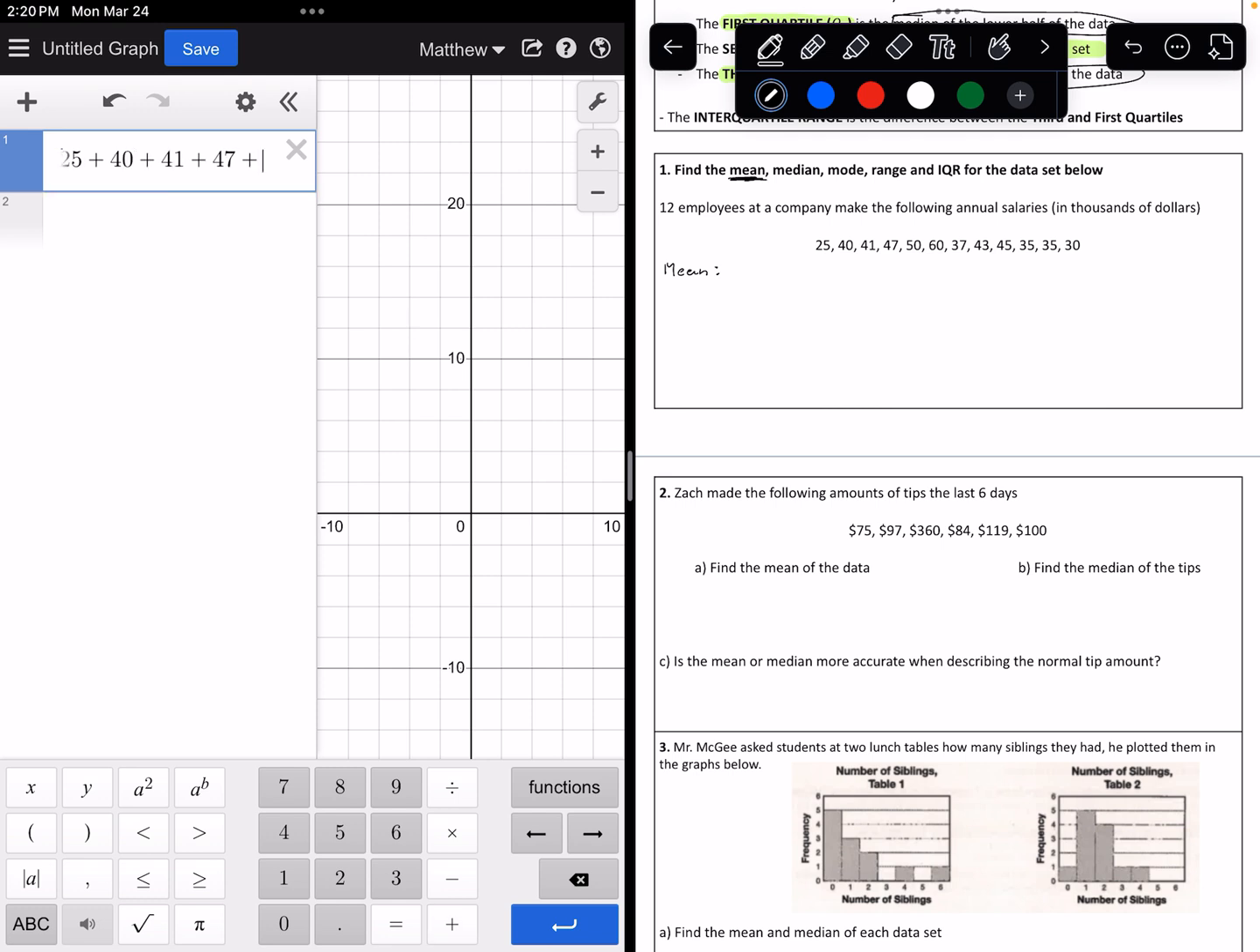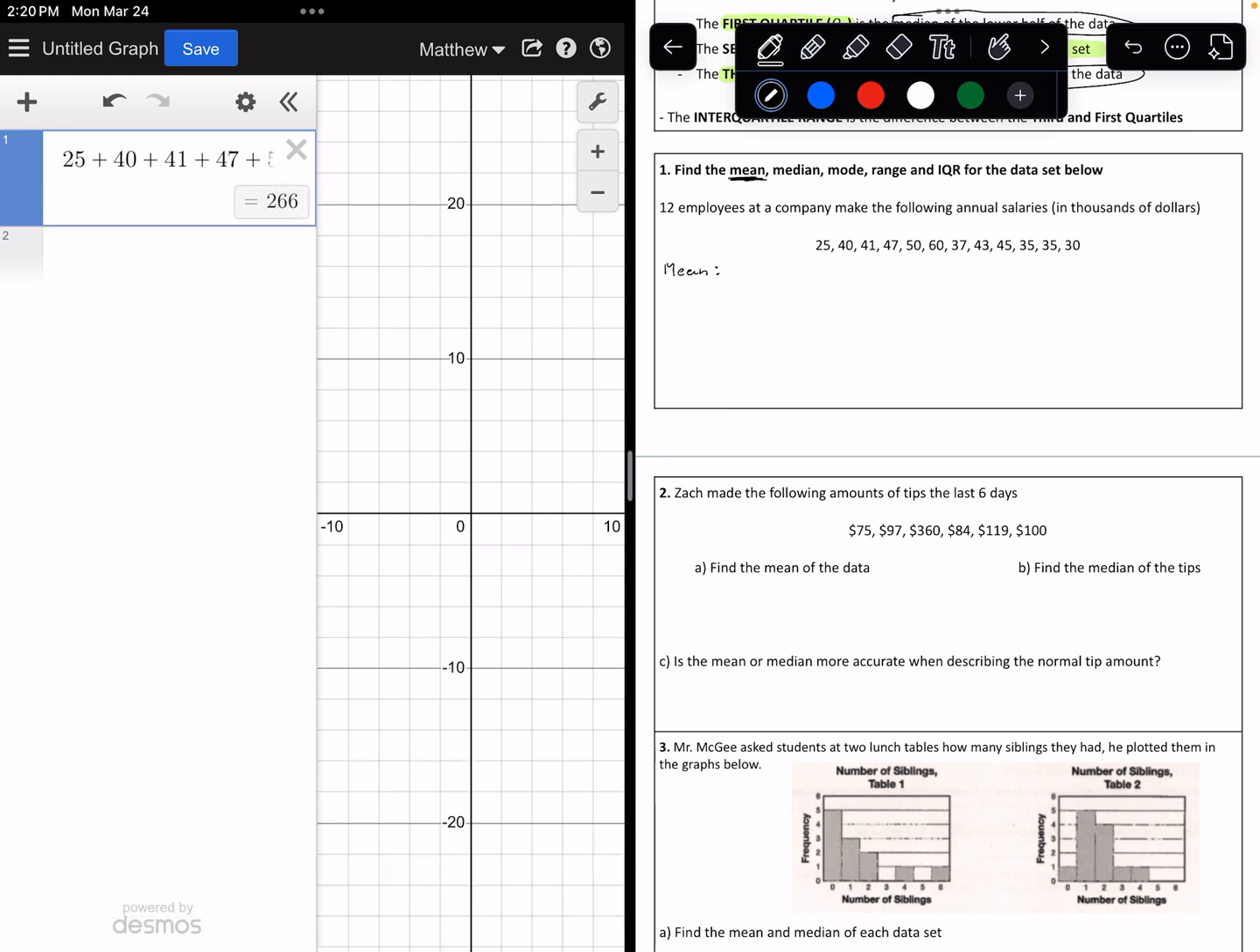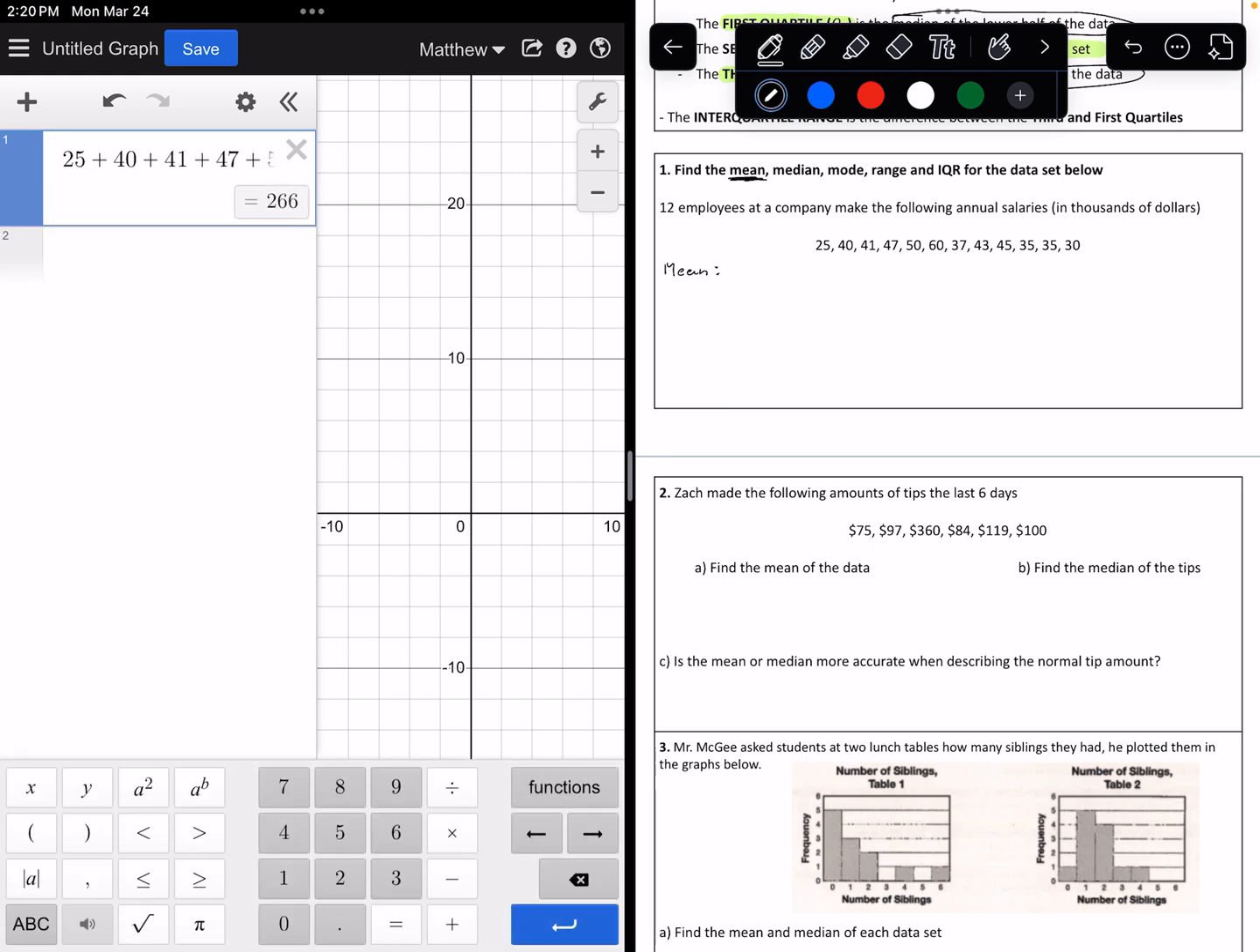Plus 50, plus 60, plus 37. Let me make some changes. Let me fix that. Lost a little bit. Plus 37, plus 43, plus 45, plus 35, plus 35, plus 30.